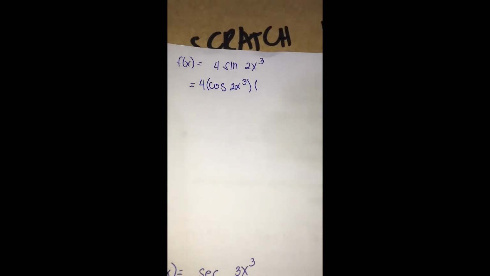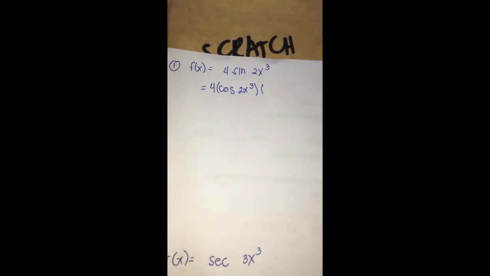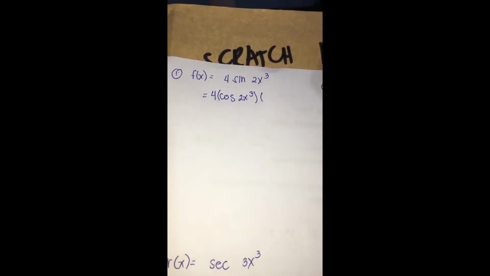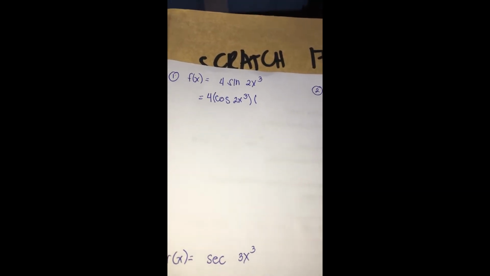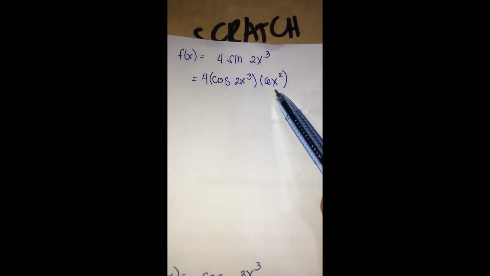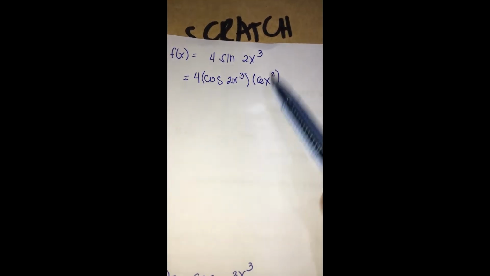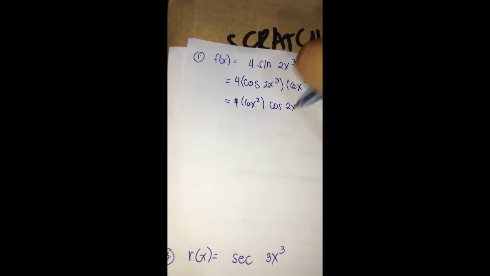Times the derivative of your base. Your base is 2x cubed. Then you need to get the derivative of your base, which is 2x cubed. The derivative is 6x squared. Again, where does this 6x squared come from? This 6x squared comes from the derivative of our 2x cubed. After that one, multiply 4 times 6x squared times cos 2x cubed.